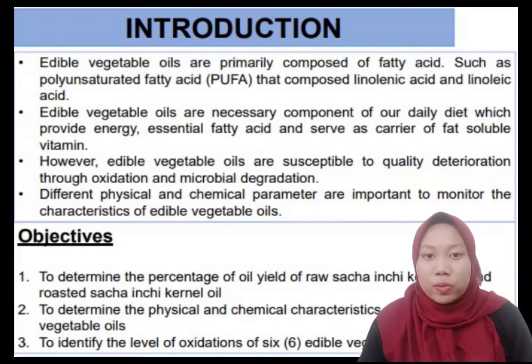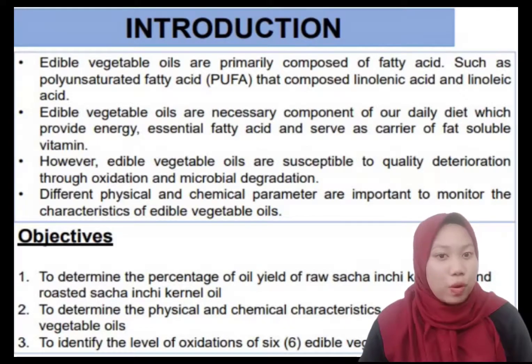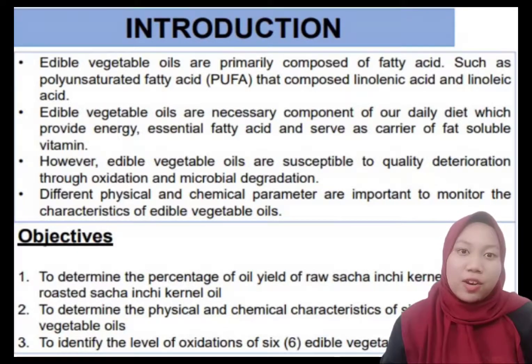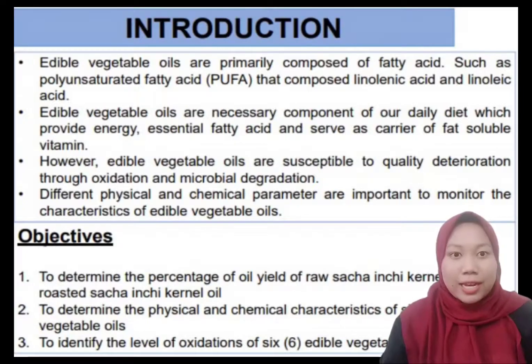However, edible vegetable oils are susceptible to quality deterioration through oxidation and microbial degradation. Different physical and chemical parameters are important to monitor the characteristics of edible vegetable oils. The objectives of this study were to determine the percentage of oil yield of raw sacha inci kernel oil and roasted sacha inci kernel oil. Next, to determine the physical and chemical characteristics of 6 edible vegetable oils. And lastly, to identify the level of oxidation of 6 edible vegetable oils.